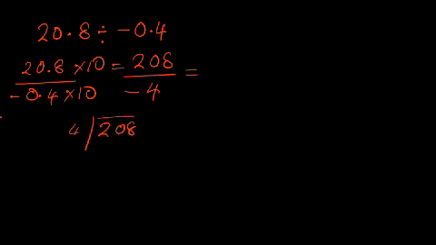208 divided by 4. 4 times 5 is 20. Then bring down the next digit. 4 times 2 is 8. So the answer is negative 52.